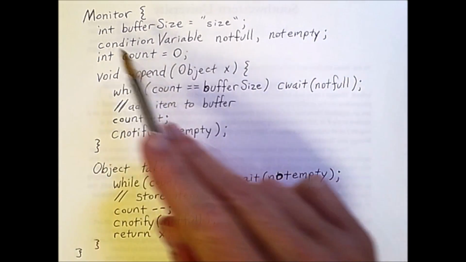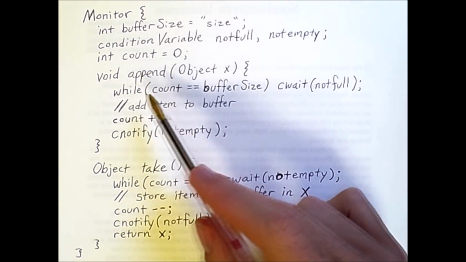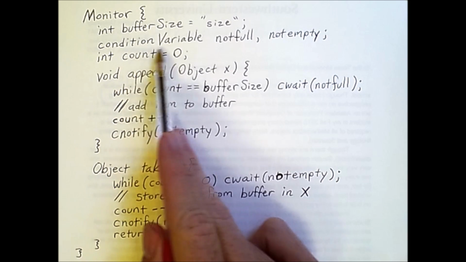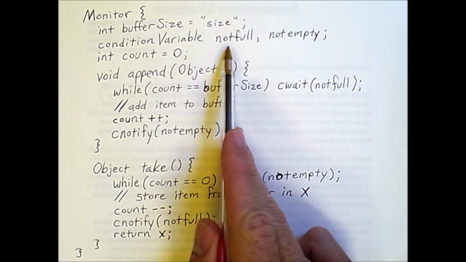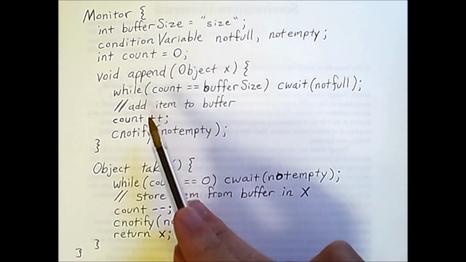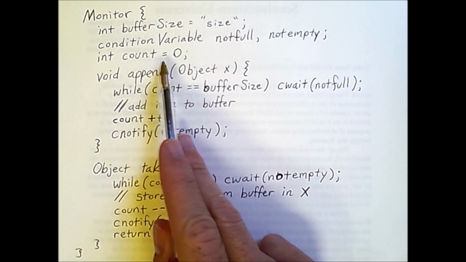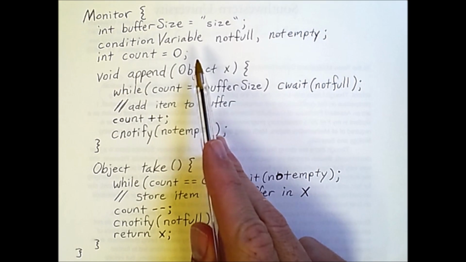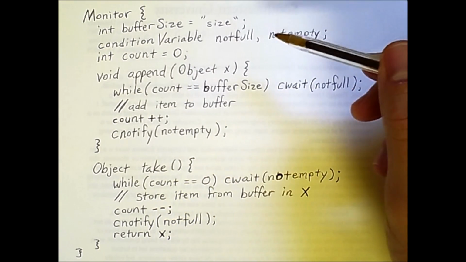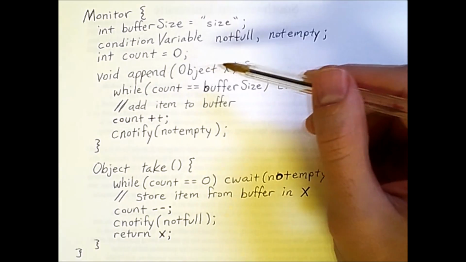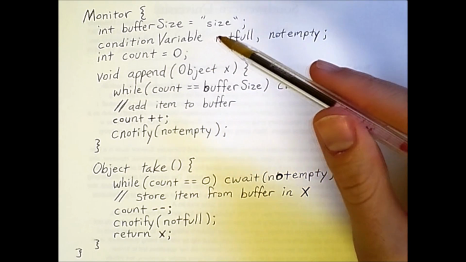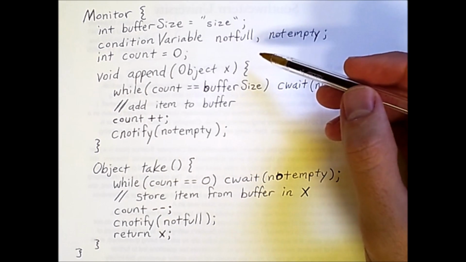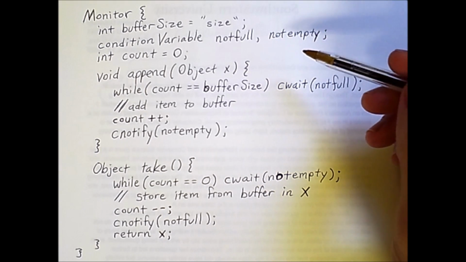So in this monitor class or entity, we have the buffer size defined, and we have two condition variables, one named not full and one named not empty. We're also going to maintain a count, which is the number of items inside the buffer. Now the append command is similar to what was used in the semaphore solution but a bit more complicated, we're going to do some synchronization.